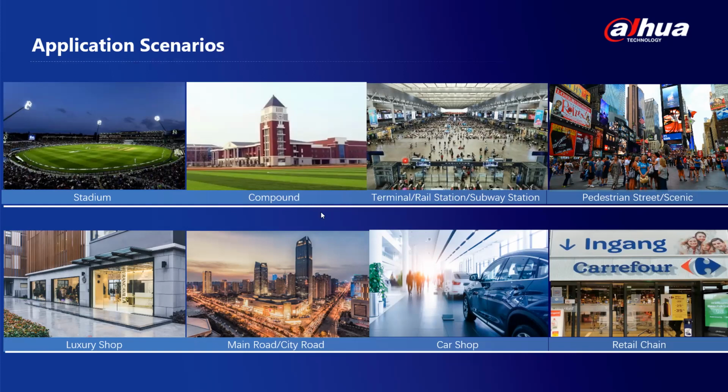We have compounds, we have terminals, for example, rail stations, subway stations, etc. For pedestrian streets and the other scenic environments. We have luxury shops, the main roads and city roads. We have the car shops. And again, we have retail chains, just to ensure that we have that security enhanced.